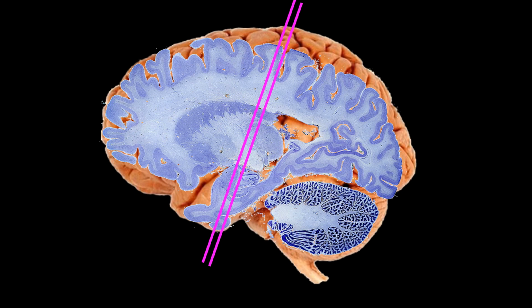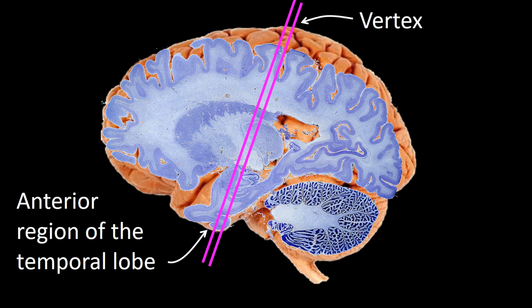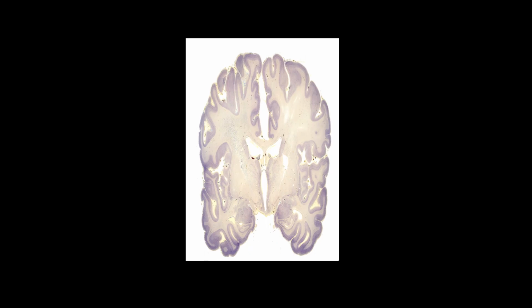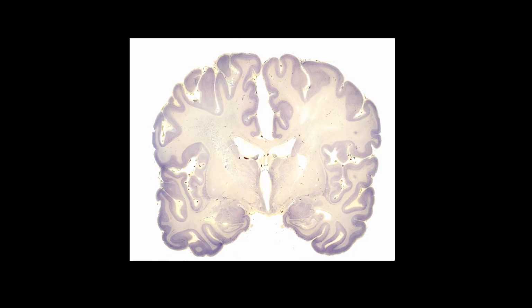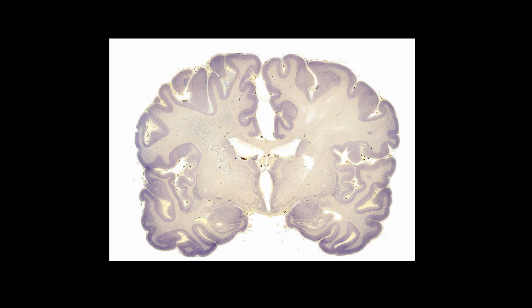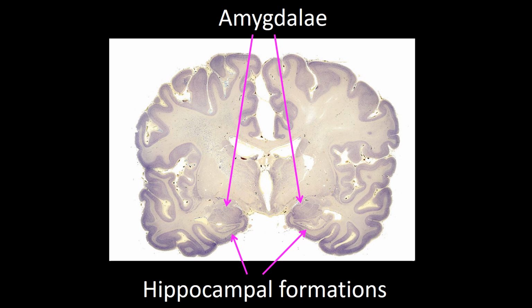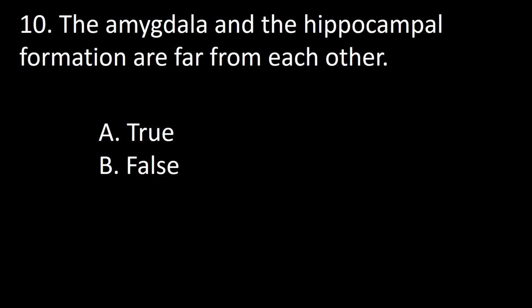The lines I have just placed represent the margins of a coronal cut going from the vertex to the anterior region of the temporal lobe. I have now removed the brain outside the lines and I am starting to turn the section to show the coronal view and point out to you the amygdala and the hippocampal formations. So the answer to this question is false.